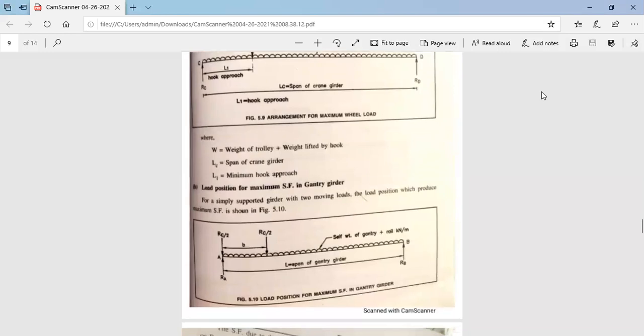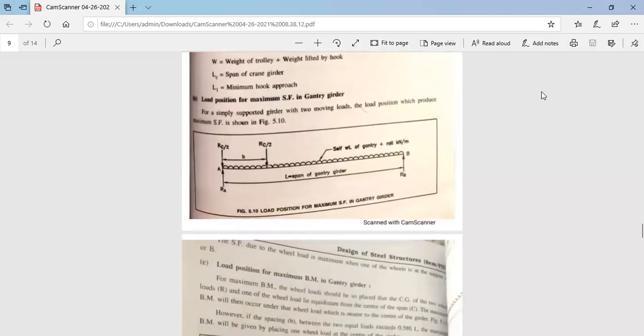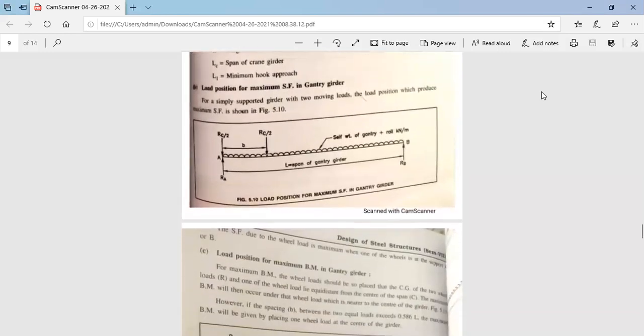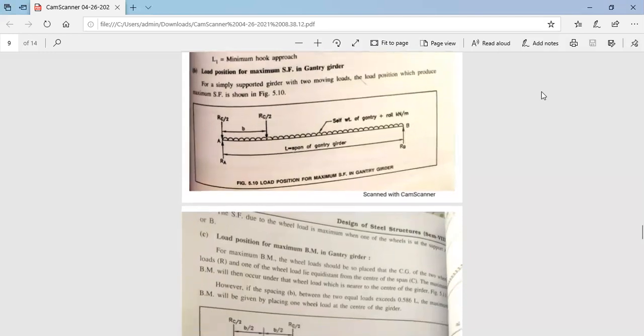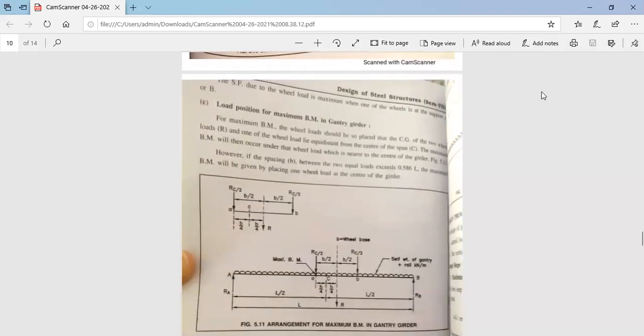The second case is the load position for maximum shear force in the gantry girder. For a simply supported girder with two moving loads, the load position which produces maximum shear force is shown in this figure. The shear force due to the wheel load is a maximum when one of the wheels is at the support A or B. The third case is the load position for maximum bending moment in the gantry girders.